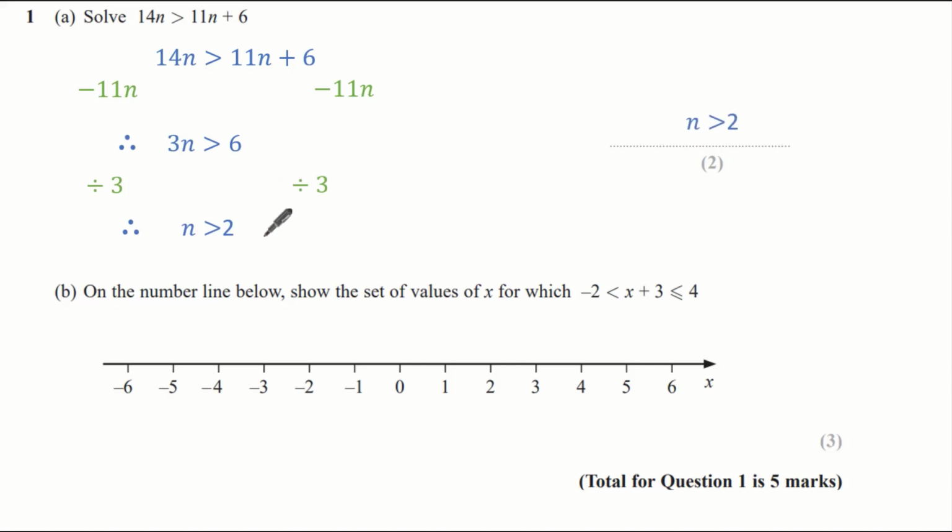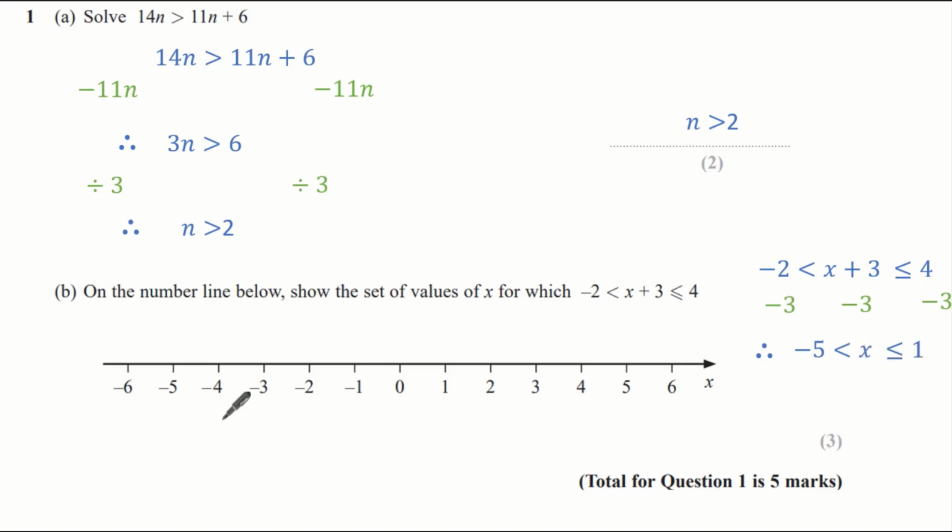The next question states that on the number line below we need to show the set of values for x for which minus 2 is less than x plus 3, which is less than or equal to 4. Just like solving an equation, you need to get the x term on its own. So the method is still the same. The only difference is there's 3 parts to this inequality. To get the x term on its own, we subtract 3, but we simply subtract 3 from each part. So minus 2 subtract 3 is minus 5, x plus 3 subtract 3 is x, and 4 subtract 3 is 1. So therefore the inequality is minus 5 less than x less than or equal to 1.